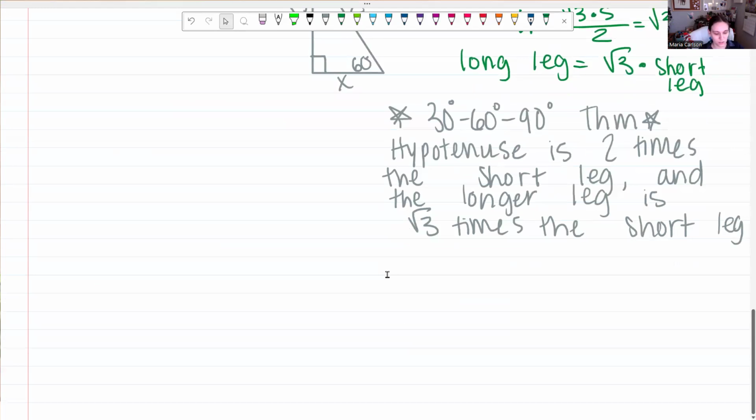All right, let's look at some examples. Oh, just kidding. I have a quick note that I wanted to have us write first, and this is so important.